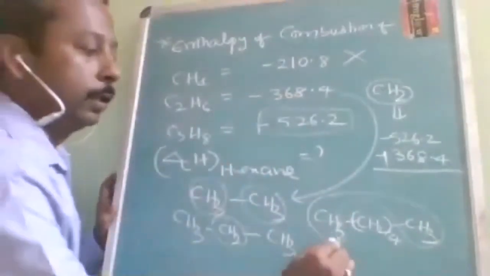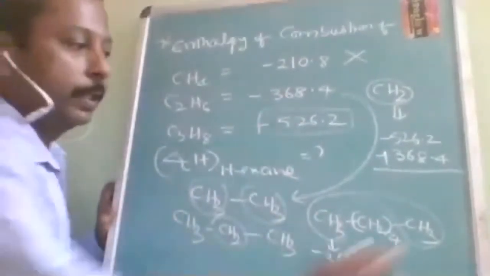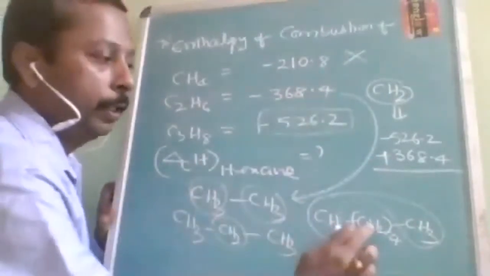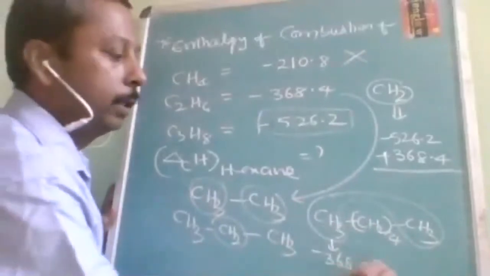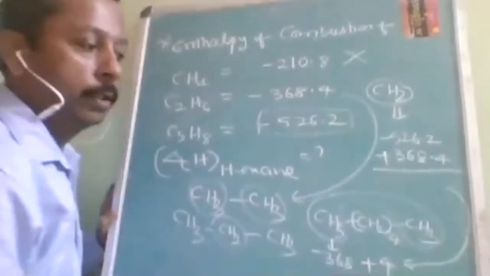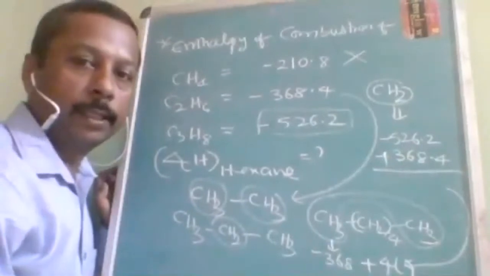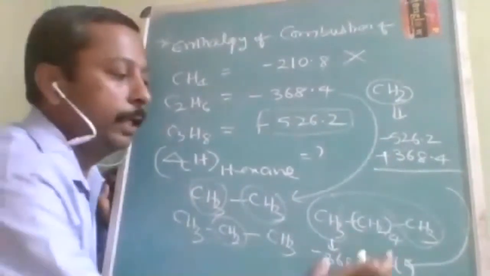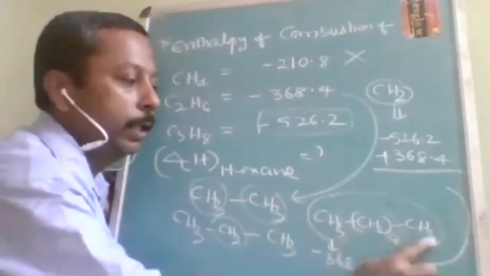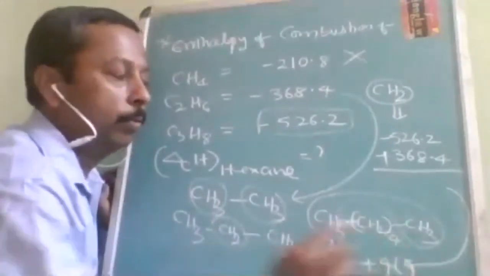Minus 368. CH3 and CH3, because CH3 and CH3 I just now wrote, or not. Now CH2 into 4, plus 4 into this subtracted value. Is it understood, or should I explain once again? See, hexane can be assumed to be ethane plus 4 moles of CH2.